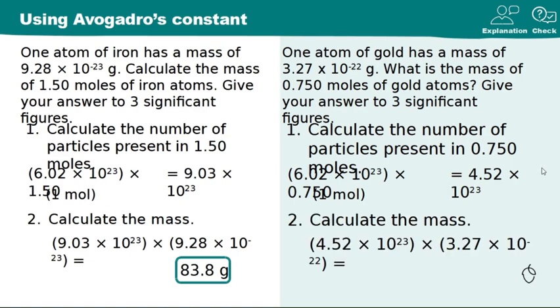Okay, so in 0.75 moles of gold, the number of atoms present is 4.52 times 10 to the 23. And then we can work out the mass of the total number of atoms by multiplying that by the mass of one atom of gold, which is 3.27 times 10 to the minus 22. And we get our answer as 148 grams, which is rounded to three significant figures.